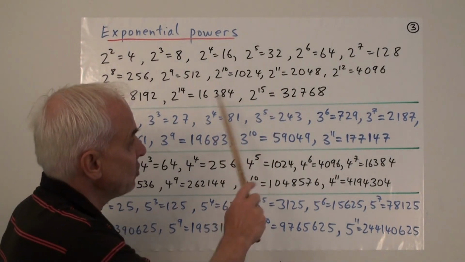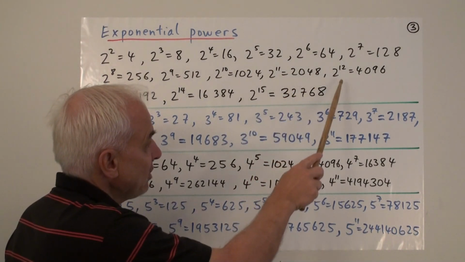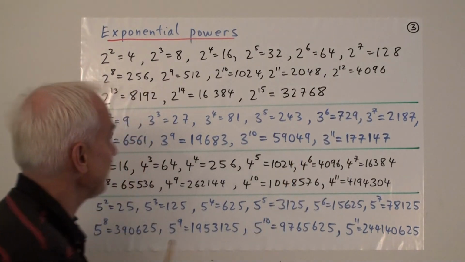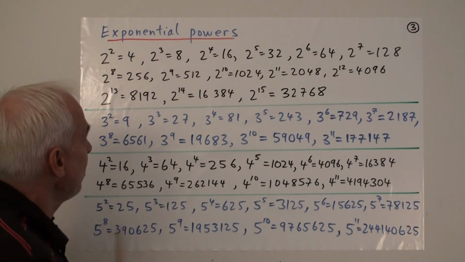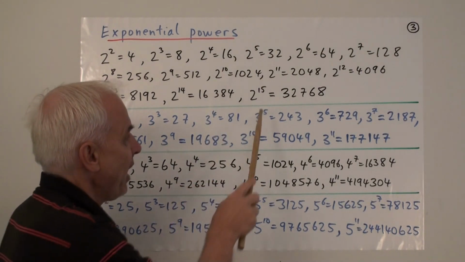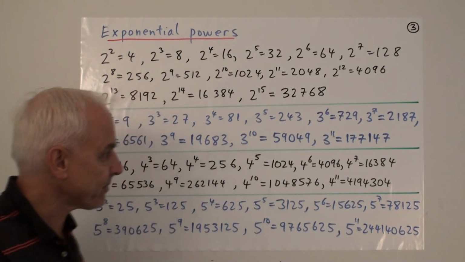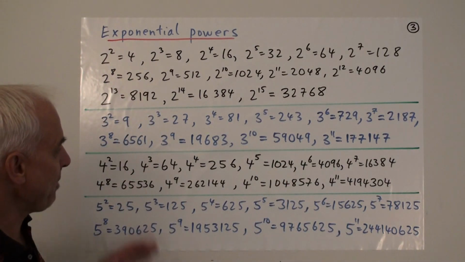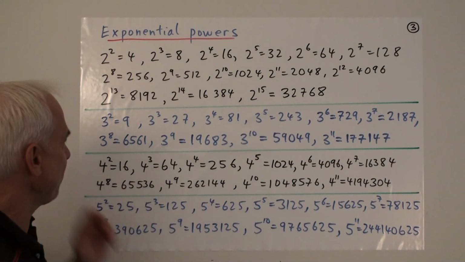And then higher powers of 2 are also important. 2 to the 11 is 2048, 2 to the 12 is 4096, 2 to the 13th is 8192, 2 to the 14th is 16,384, and 2 to the 15 is 32,768. Okay, I'm not going to read all of these, but let's have a look at, say, powers of 3.